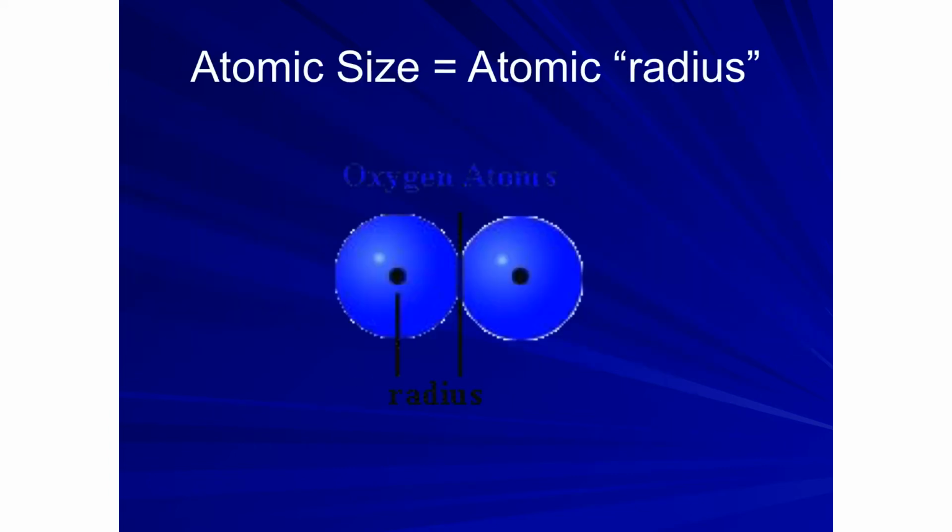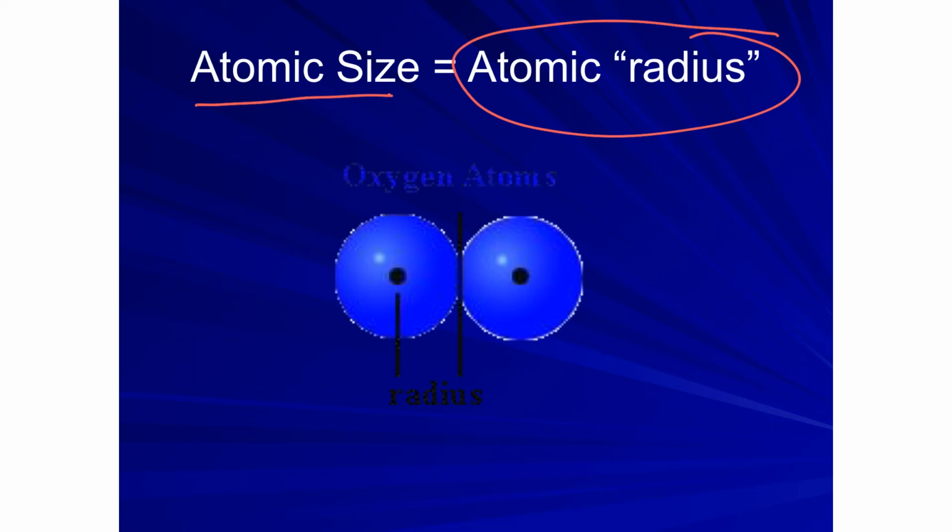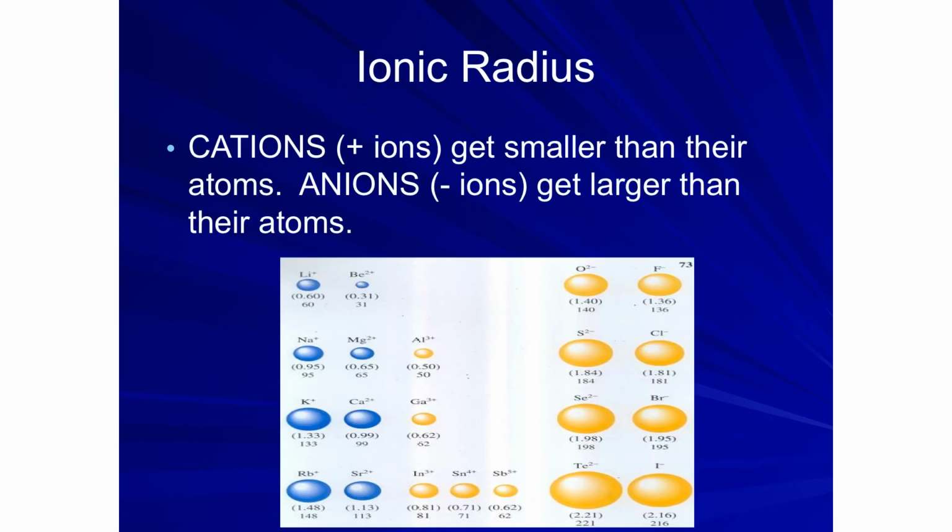So let's review very quickly atomic radius, right? Atomic radius is just a fancy way of saying the atomic size. I'm measuring from the center of the nucleus to where the outer shell of electrons are, those valence electrons buzzing around in those clouds. We don't know exactly where they are, but we can see basically the edge of the shape of those electron shells, and that's where we're going to measure it from.